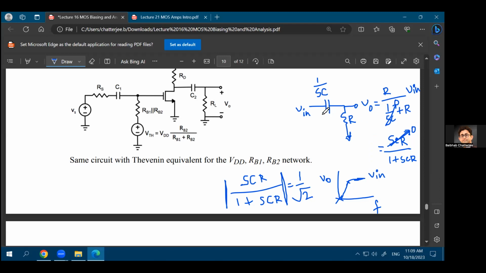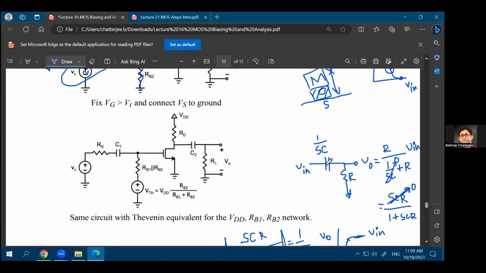Again, similarly, you can prove that if you have a resistance in the series path and a capacitance in the path to ground, it becomes a low pass filter. It's just a dual of this circuit. If you just replace the resistance and the capacitance, it will become a low pass filter.